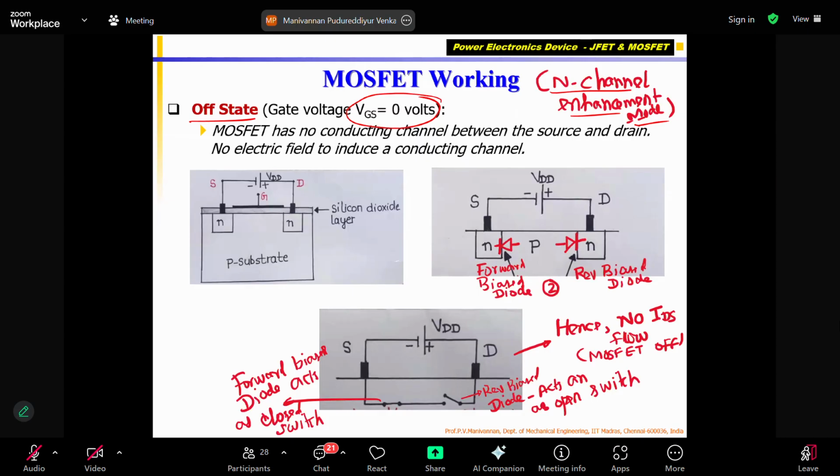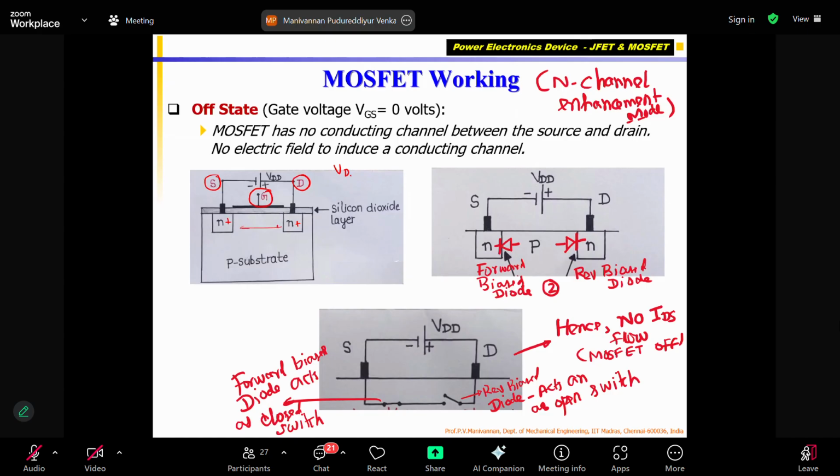Now, in case of off state, for enhancement mode N-type, the MOSFET I have shown, this is the enhancement N-channel MOSFET, correct? P substrate, there are N plus, I can put the 2 N plus, and this is the channel. You see that I have not given any voltage to gate, but I have given a positive voltage to drain and the negative of that to power supply, VDD, correct?